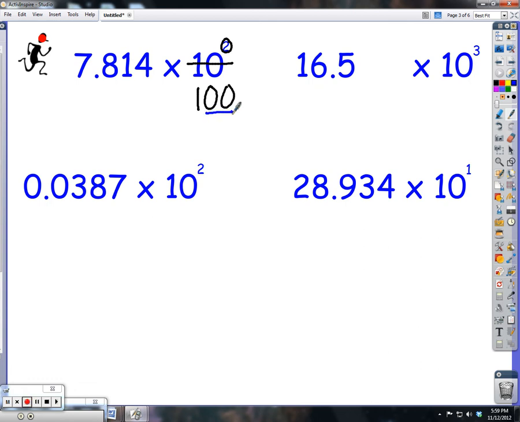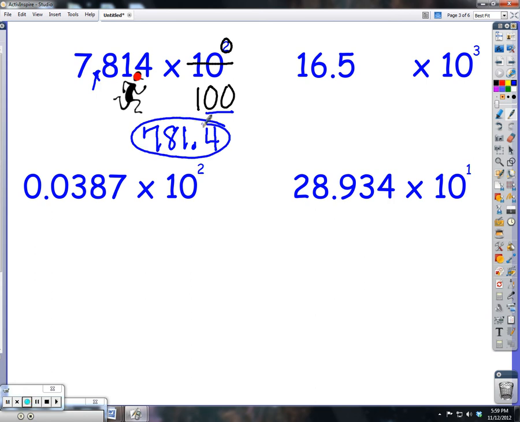There are 2 zeros in 100, so we move our decimal 2 places to the right. 1, 2. So our answer would be 781.4. We would now ignore that decimal because remember we just moved it.